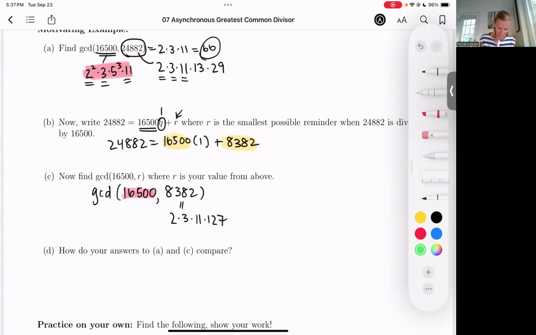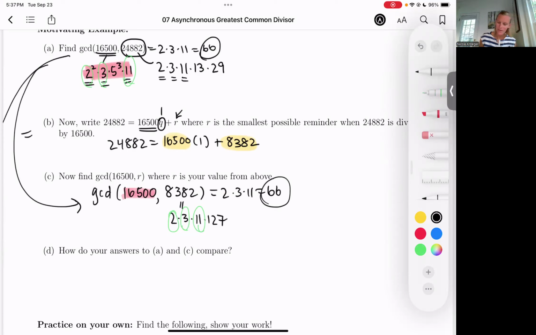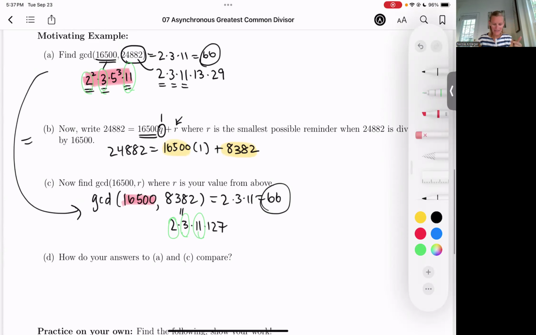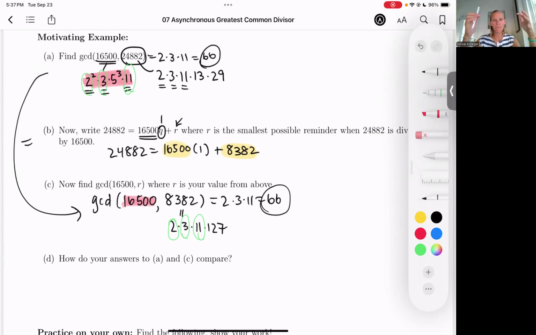Okay, so if we ask ourselves, what do these have in common? They have a single 2 in common, a single 3 in common, and a single 11 in common. Interestingly enough, that's the same thing that we saw before. So the GCD of this pair of numbers is still 2 times 3 times 11, which is 66. Ooh, that's interesting. And these two are equal to each other. So here's an interesting fact: when we do this rewriting, the pair of smaller numbers has the same GCD as the original pair.